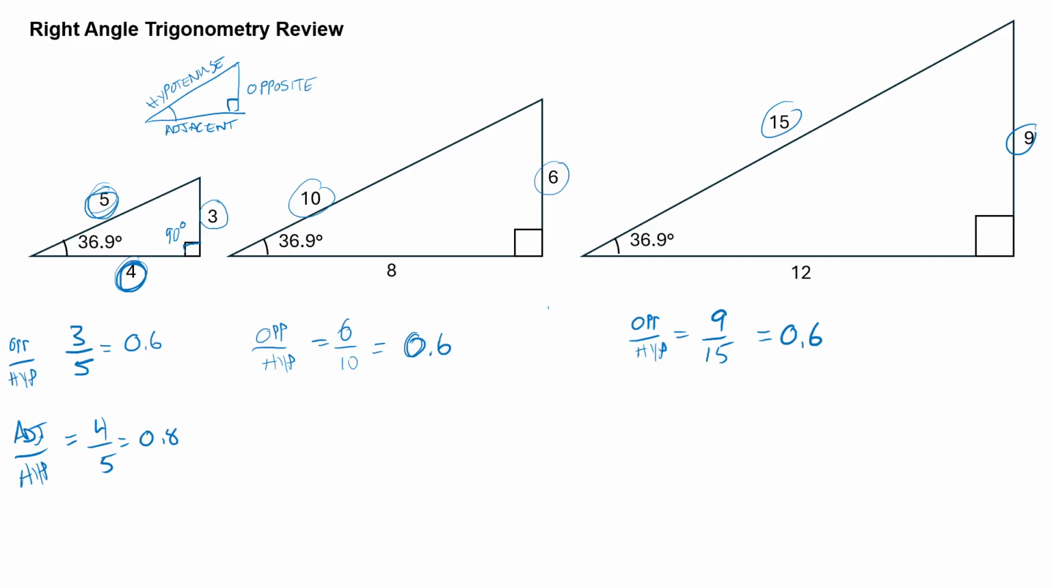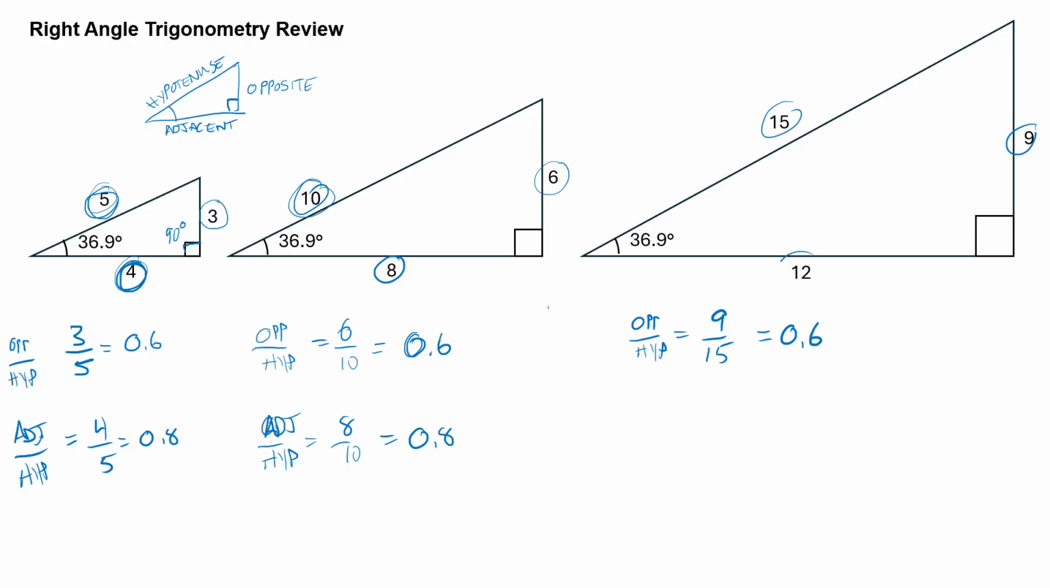Okay, what about this one? I've got 8 divided by 10 for my adjacent over my hypotenuse. It's going to be 8 over 10. And 8 over 10 gives me, let's see, oh gosh, that's 0.8.